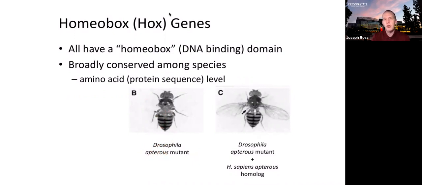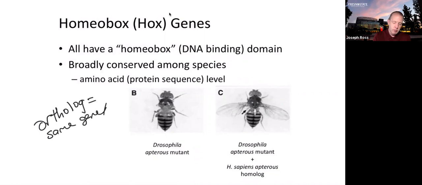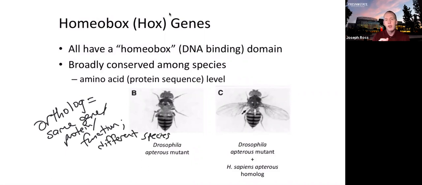But the Hox genes are broadly enough conserved that you could take the same gene, and this is an important term, an ortholog. It means the same gene, protein, or function, but different species. So if you're talking about the same gene, like apterous, it's called apterous in Drosophila, but humans have the same gene that has the same function. It doesn't make us grow wings, but it has the same basic developmental role in humans.